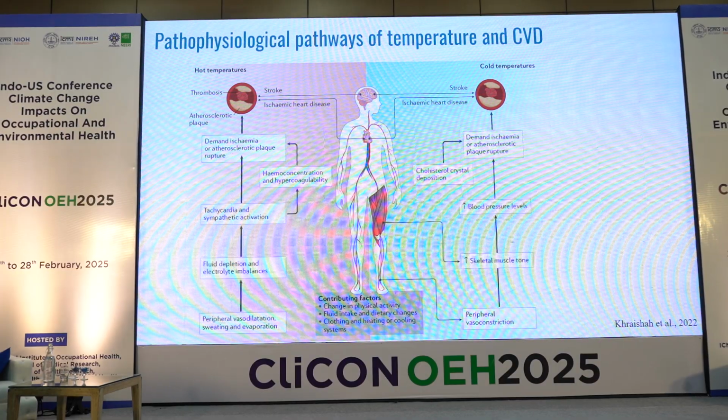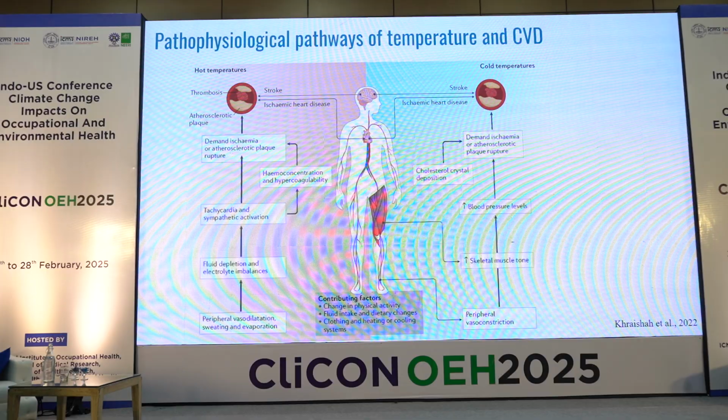And this is the pathophysiological mechanism. As clinicians, we know that the highest number of heart attacks occur in winter, and now we are seeing more and more heart attacks in summer. And the mechanisms are very easy to understand. For example, in extreme heat, there is dehydration, which results in hemoconcentration, which results in clotting tendency or increased thrombogenicity, which could result in a heart attack or a stroke.